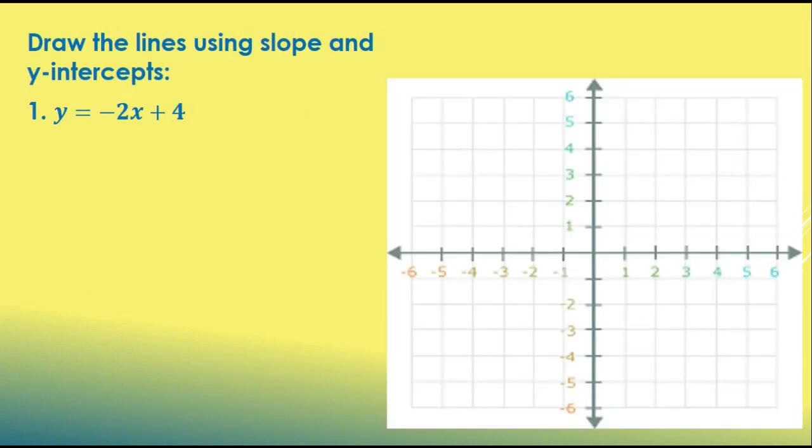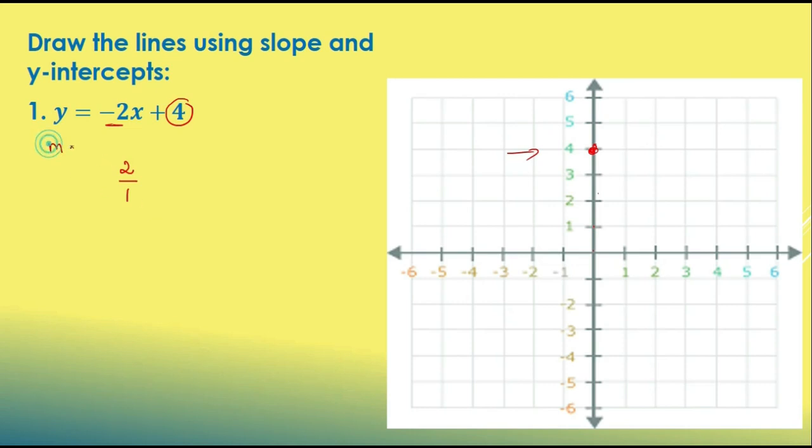Okay. Now let's try to draw the lines using slope and y-intercepts. Look at this one. From this one you understand the slope is negative, so y is falling down, and y-intercept is 4. Look at this one, 1, 2, 3, 4, it's here. You can mark it here, isn't it? This is the y-intercept, and the slope is negative 2. It means 2 units change in y when there is 1 unit change in x.